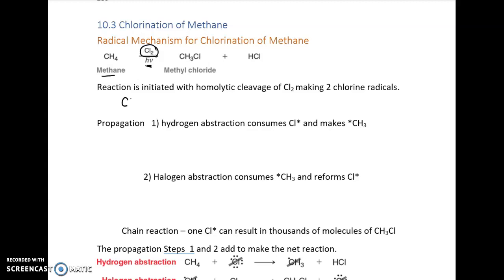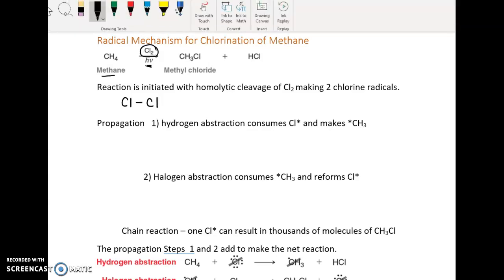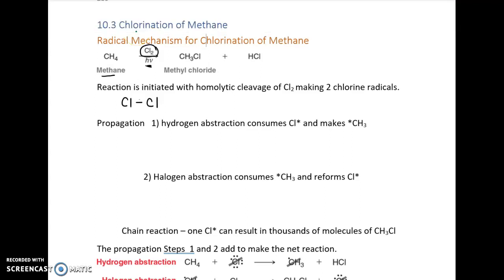So we start with chlorine, and we're going to put 1 electron on this side, and the other electron is going to go on that side, and we'll get 2 free radicals. The propagation step involves a hydrogen extraction.